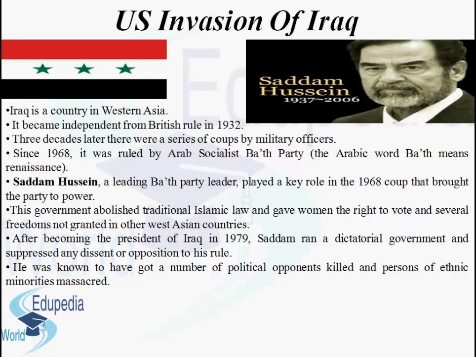Saddam Hussein was a leading party leader, and he played a very important role in the 1968 military coup. His government gave women the right to vote and several freedoms which were not given to them in other West Asian countries. He also abolished many traditional Islamic laws, and after becoming the president of Iraq in 1979, he too ran a dictatorial government, and like any other dictator, he used to suppress all opposition to his rule.